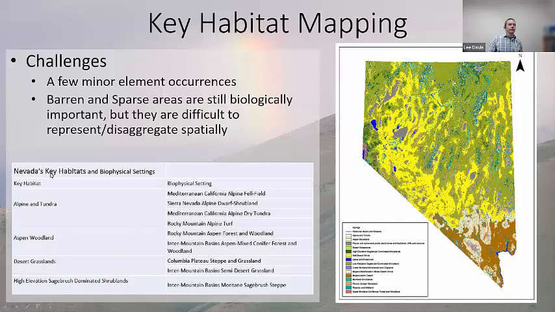Here you can see an example of a crosswalk between the biophysical settings on the right and our key habitats on the left. For instance, you can see our alpine and tundra. We subsumed 4 biophysical settings to that area. Aspen and woodland subsumes 2 biophysical settings. I'll return to that in just a minute.